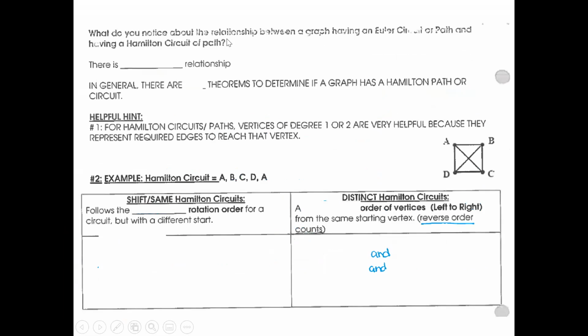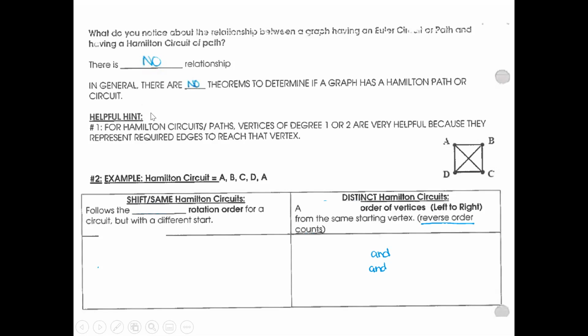All right, so what do you notice with the relationship between a graph that has an Euler circuit and path and a Hamilton circuit or path? There is no relationship, unfortunately. In general, there are no theorems to determine if the graph has a Hamilton path or a circuit, unlike Euler's, where you have the degrees and you count the edges.